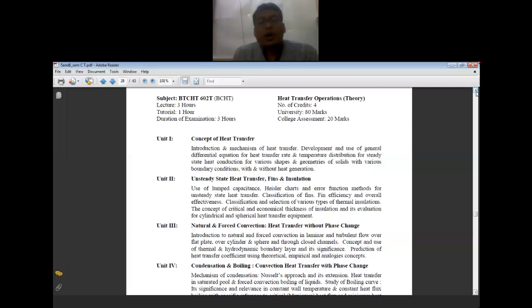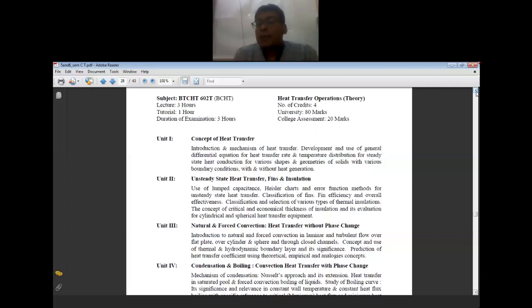First, we will try to understand the syllabus. Now, the concepts of heat transfer: the introduction and mechanism for heat transfer. What is basically heat transfer? Heat exchange, heat transfer, two different terms are there. Then, the development and use of the general differential equation for heat transfer.